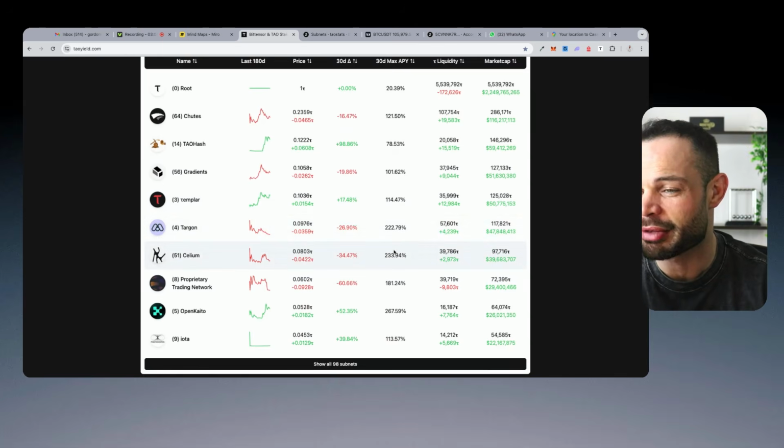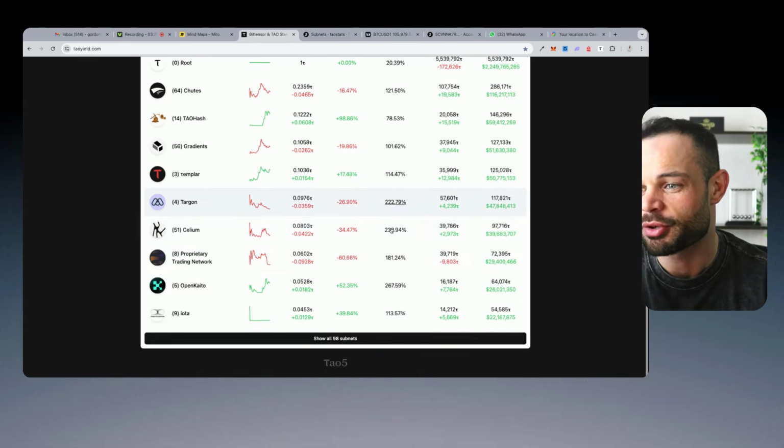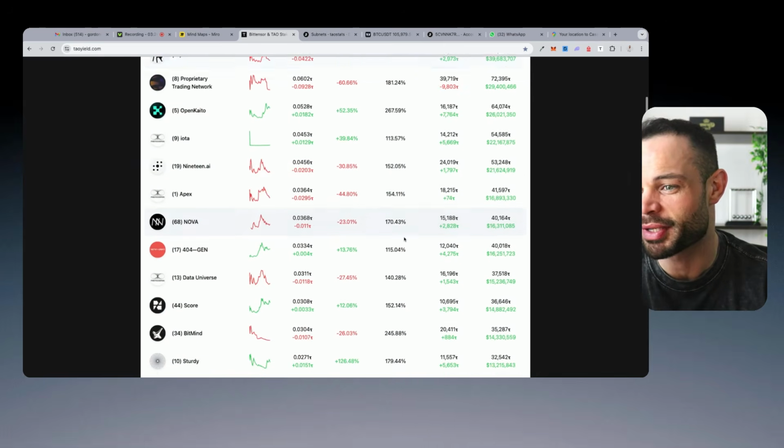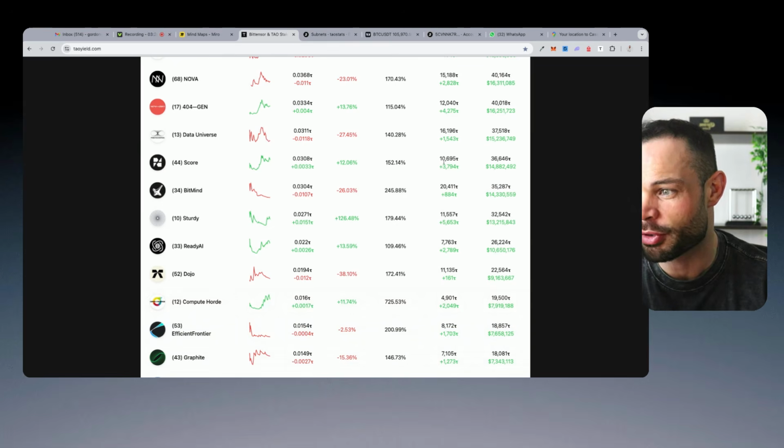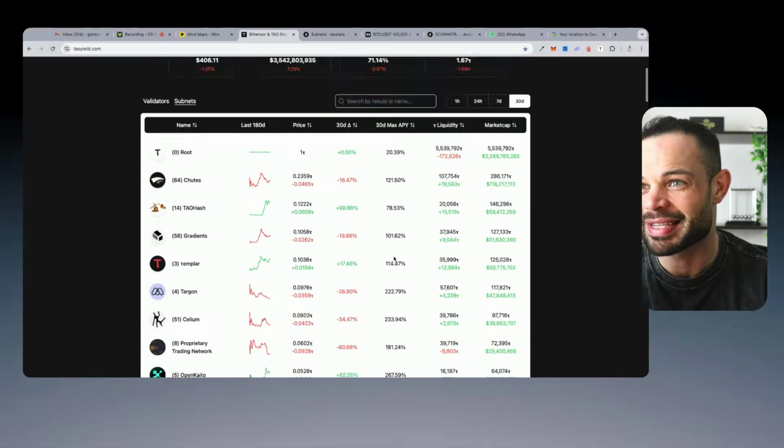There's certain subnet alpha tokens in excess of 200 and even 300% APY when you're actually staking those subnet alpha tokens and generating consistent yield. Celium giving 233%, Targon giving 222%. There is over 100 subnets at this point in time, and you can scroll down through them here. You've got Compute Horde giving over 700% in staking APY.